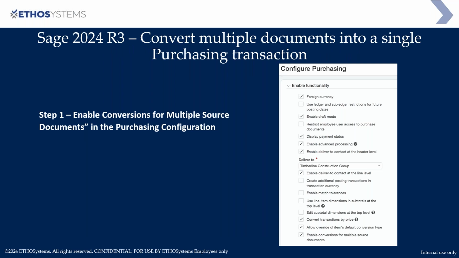The second thing they have brought on was to convert multiple documents into a single purchasing transaction. So same thing, you're going to go into configure purchasing, and under enable functionality, at the very bottom, there's a box that says enable conversion for multiple source documents. So you need to turn that feature on at that point. Again, some other ones, they convert transactions by price. Some of these other features they've added along the way. So again, look what's in here. They've added some really cool stuff.